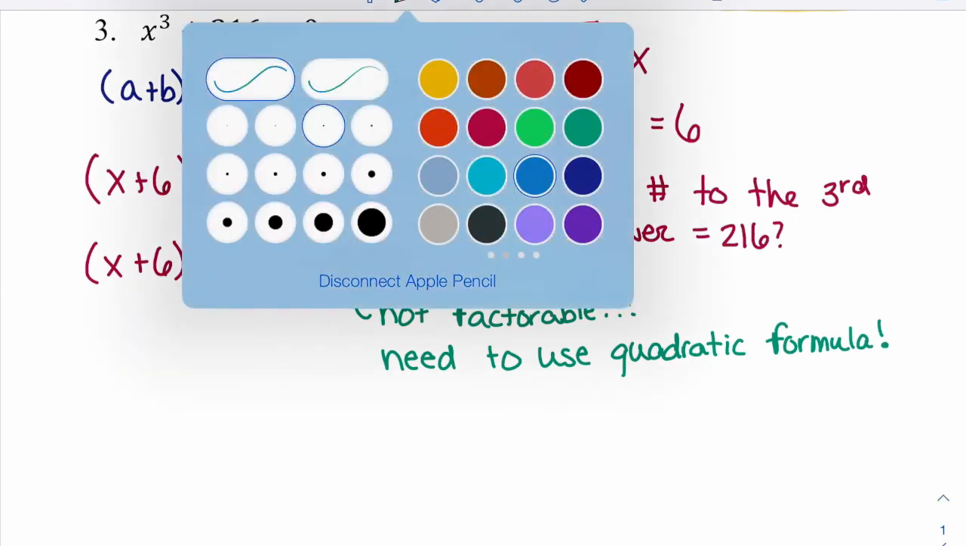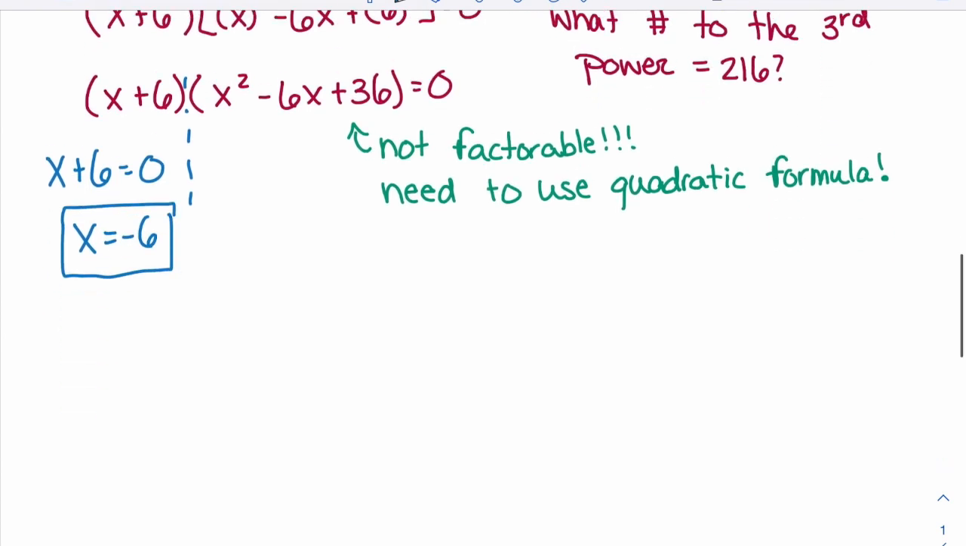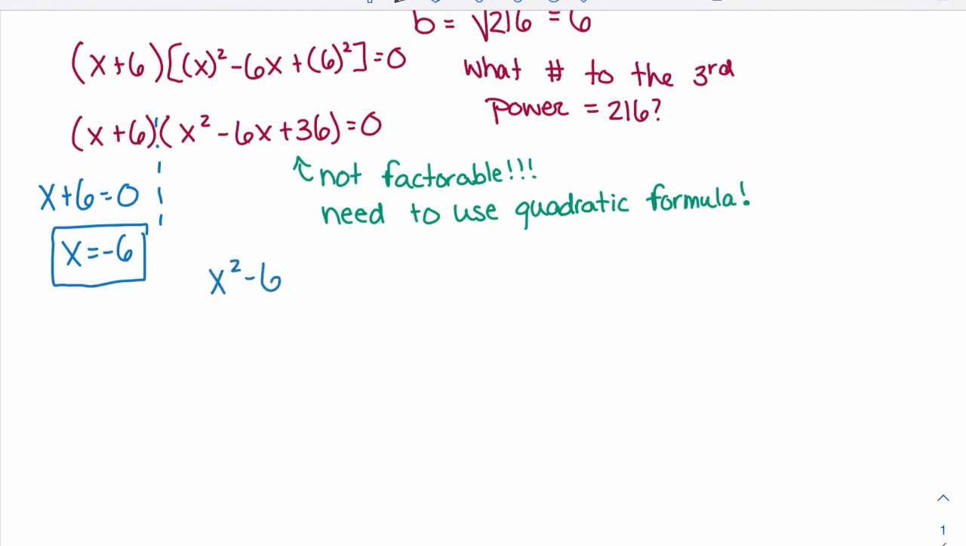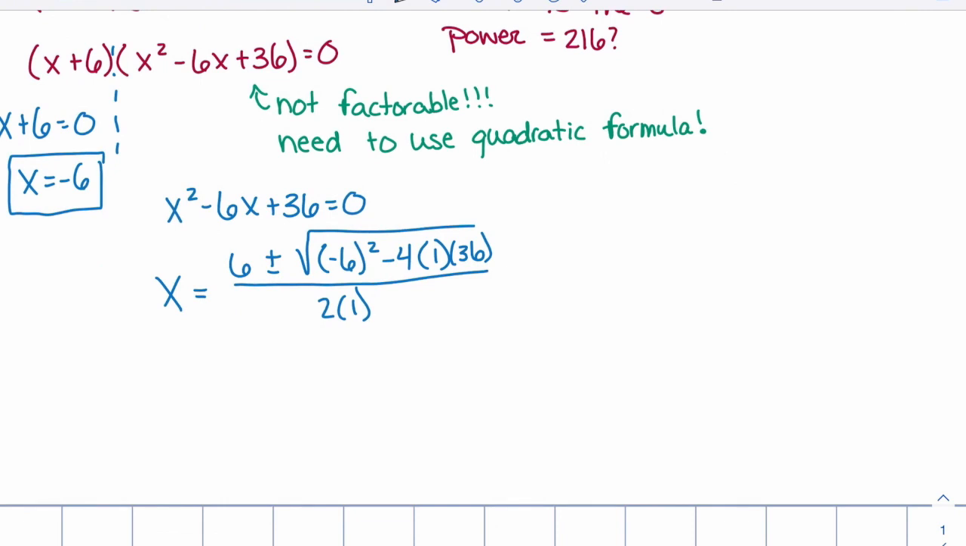So I'm going to set each factor equal to 0. If I set x plus 6 equal to 0, I get x equals negative 6. Hang on to that. That is one of your answers. Then I'm going to set x squared minus 6x plus 36 equals 0 and use the quadratic formula. So x equals negative b plus or minus square root b squared minus 4ac all over 2a, which in this case is 1. And work your way through this quadratic formula.